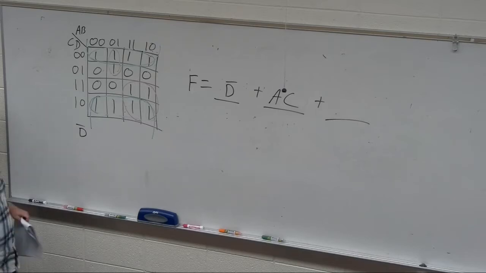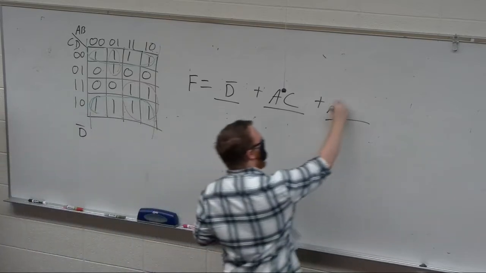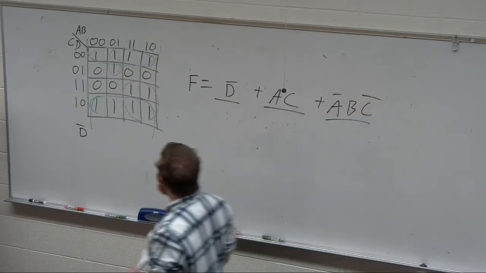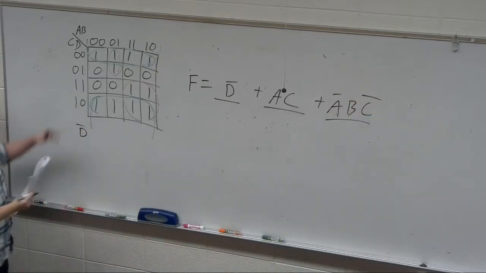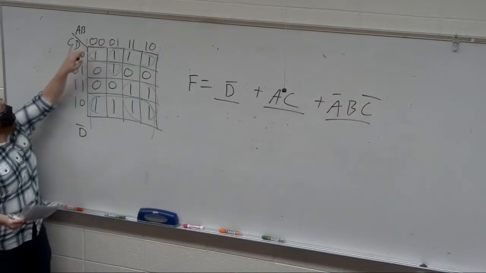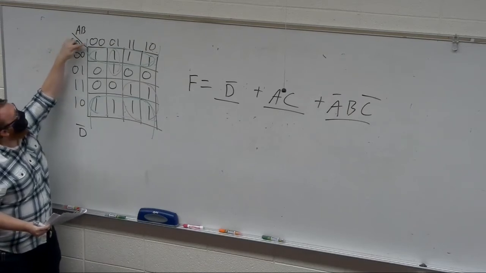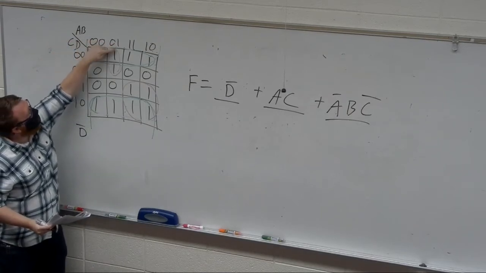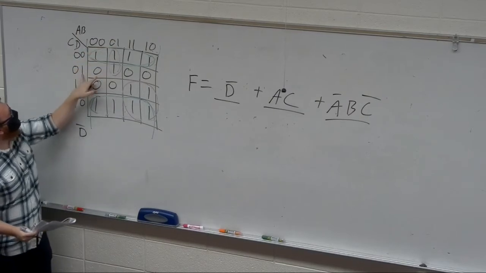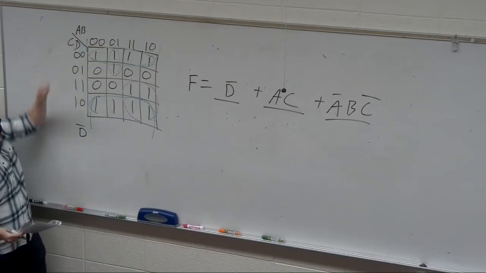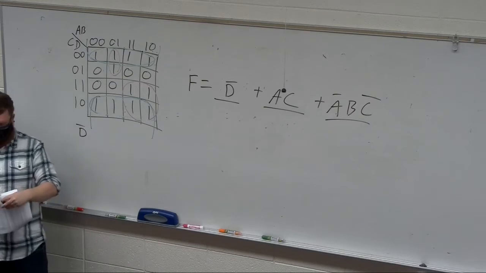Would be A naught, B, and C naught. A naught, B, and C naught. I like A naught. B. Here. B, yep. Okay, so we like B, and you like C naught. Okay, I like it. Do we like it?